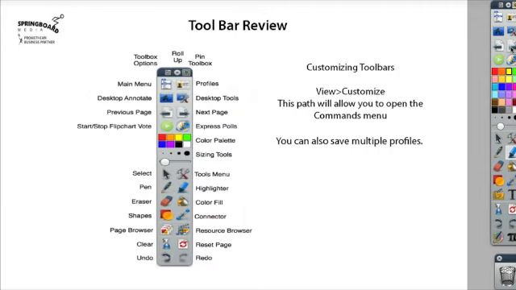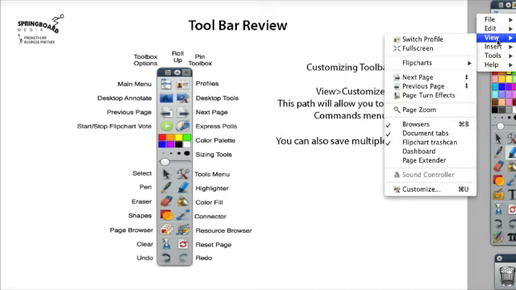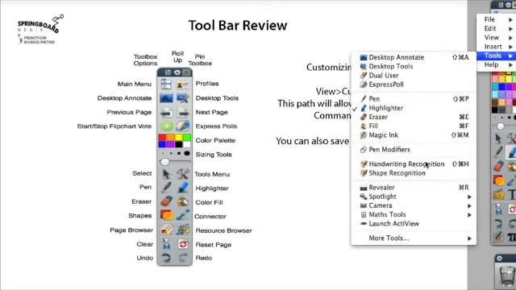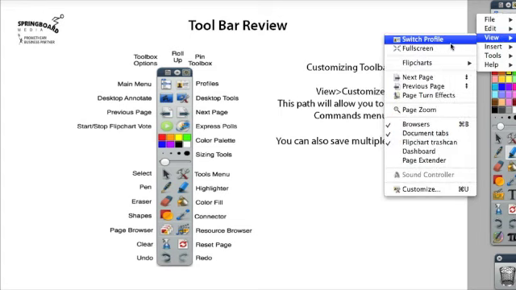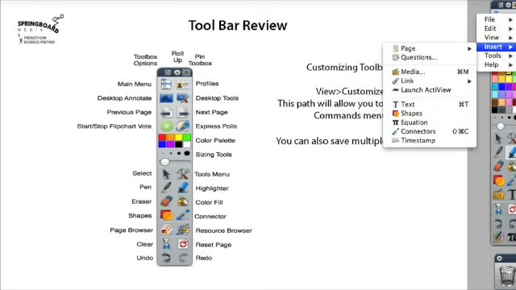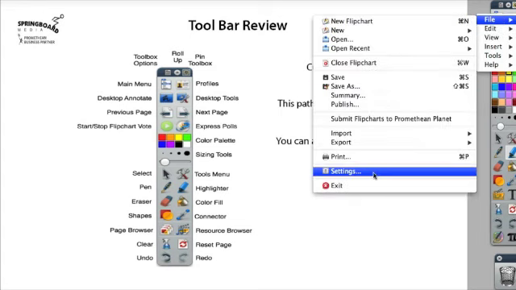Here's what our toolbar looks like up close. Your toolbar is customizable. You can add more tools to it. You can take away some of the tools that are already set up and you can change their position. There's many different ways to get to this customizing. One is to go to View and click on Customize. The other is to click on File, Settings.